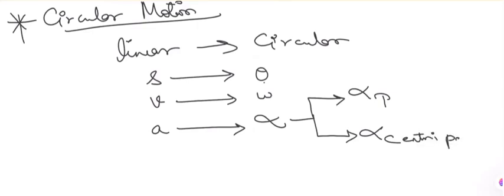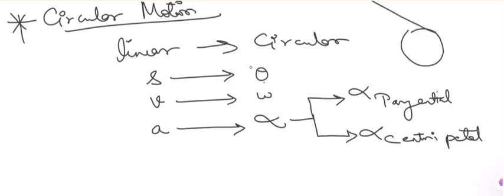This you need to understand. They could be tangential also. Tangential means along the circle, if something is going like this. This is tangential. Centripetal is when it is going towards the center and along the radius. Two types of acceleration. Done?